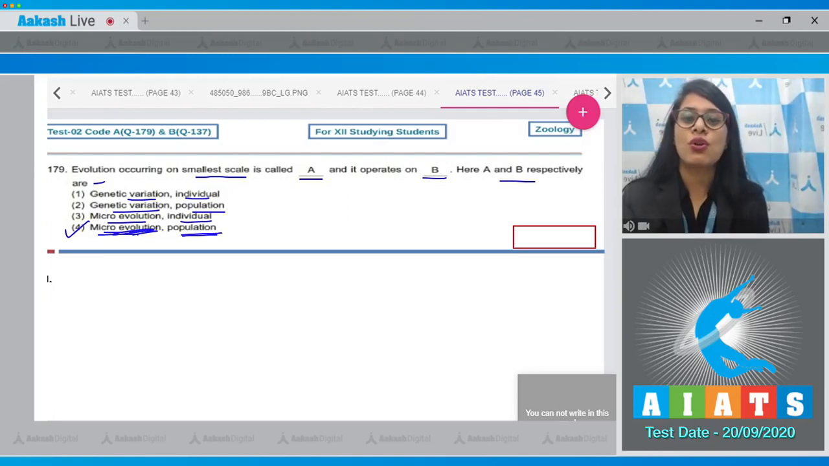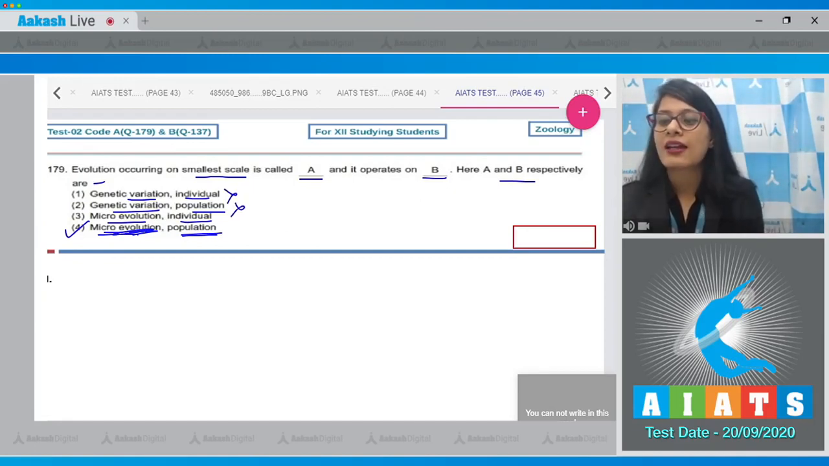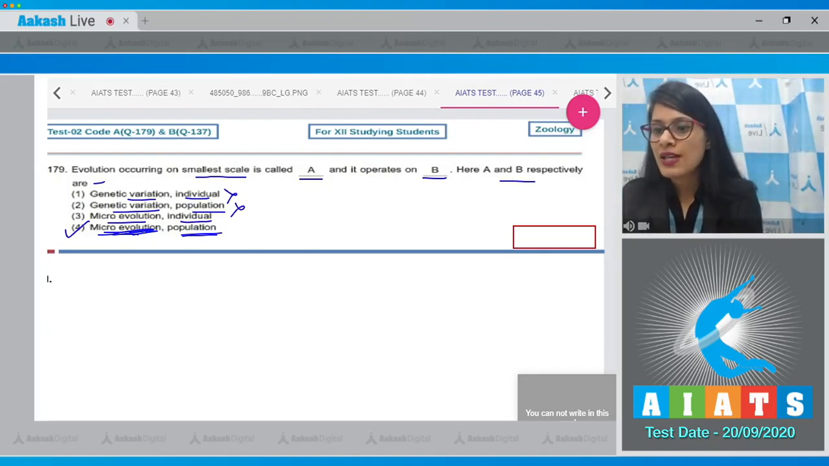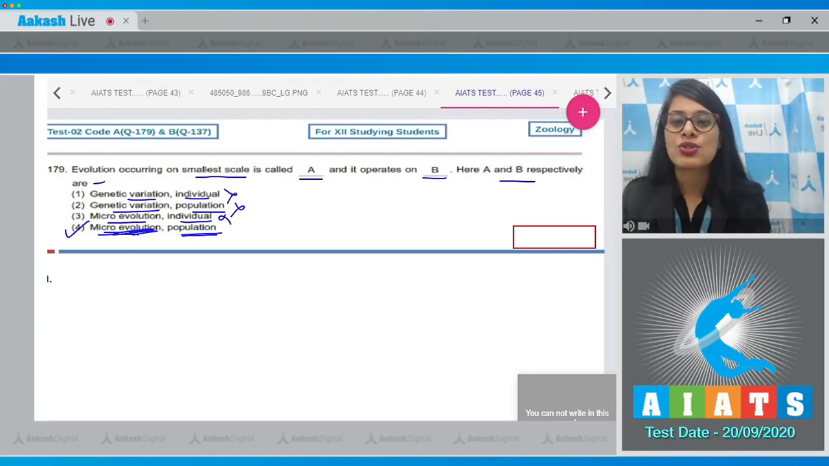Microevolution is the evolution on smallest scale that occurs due to change in allele frequencies in a population over generation. Option number 1 and 2 are incorrect options because genetic variations refer to differences among individuals in the composition of their genes or other DNA sequences. And option number 3 is incorrect because microevolution operates on population and not on individual. So the correct answer to this question is option number 4. Let's move on to the next question.